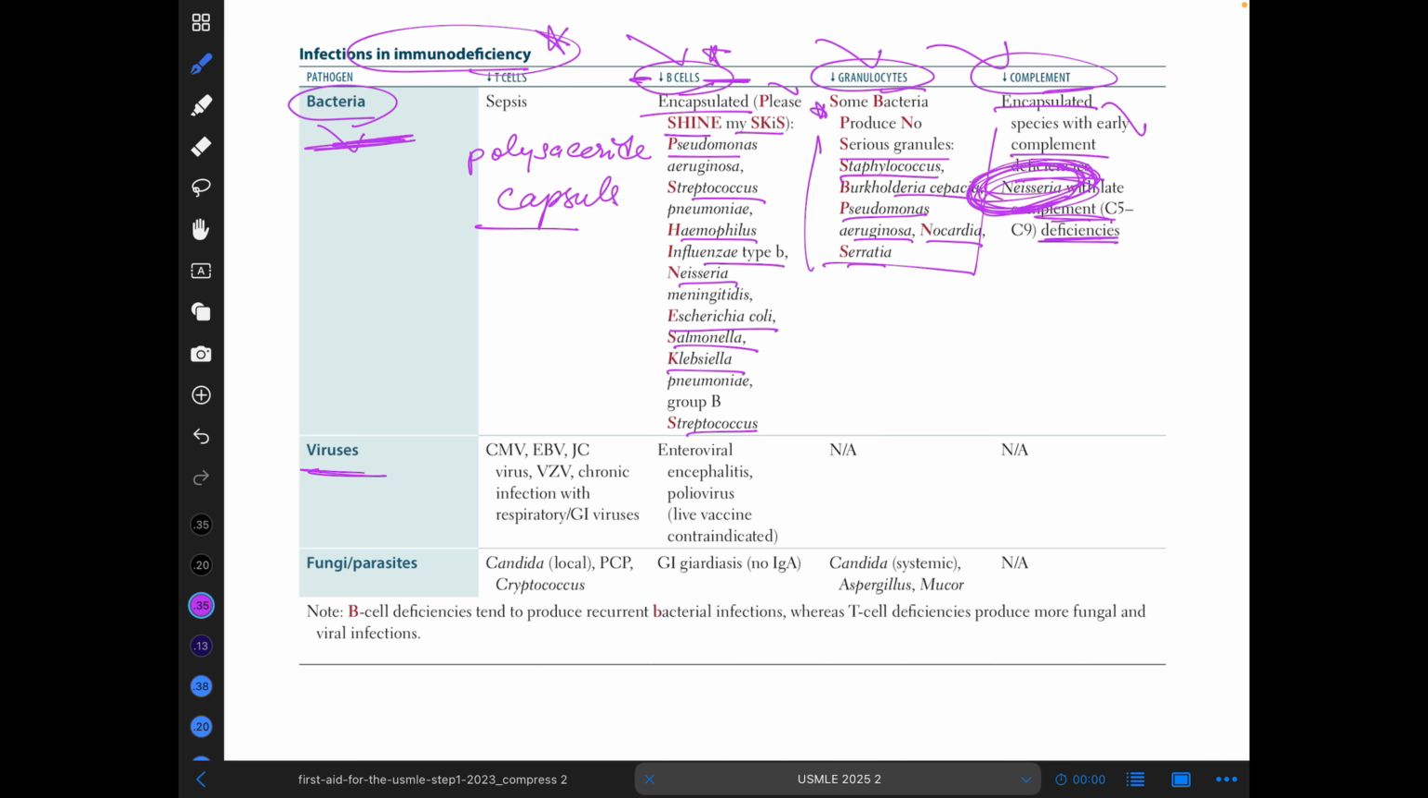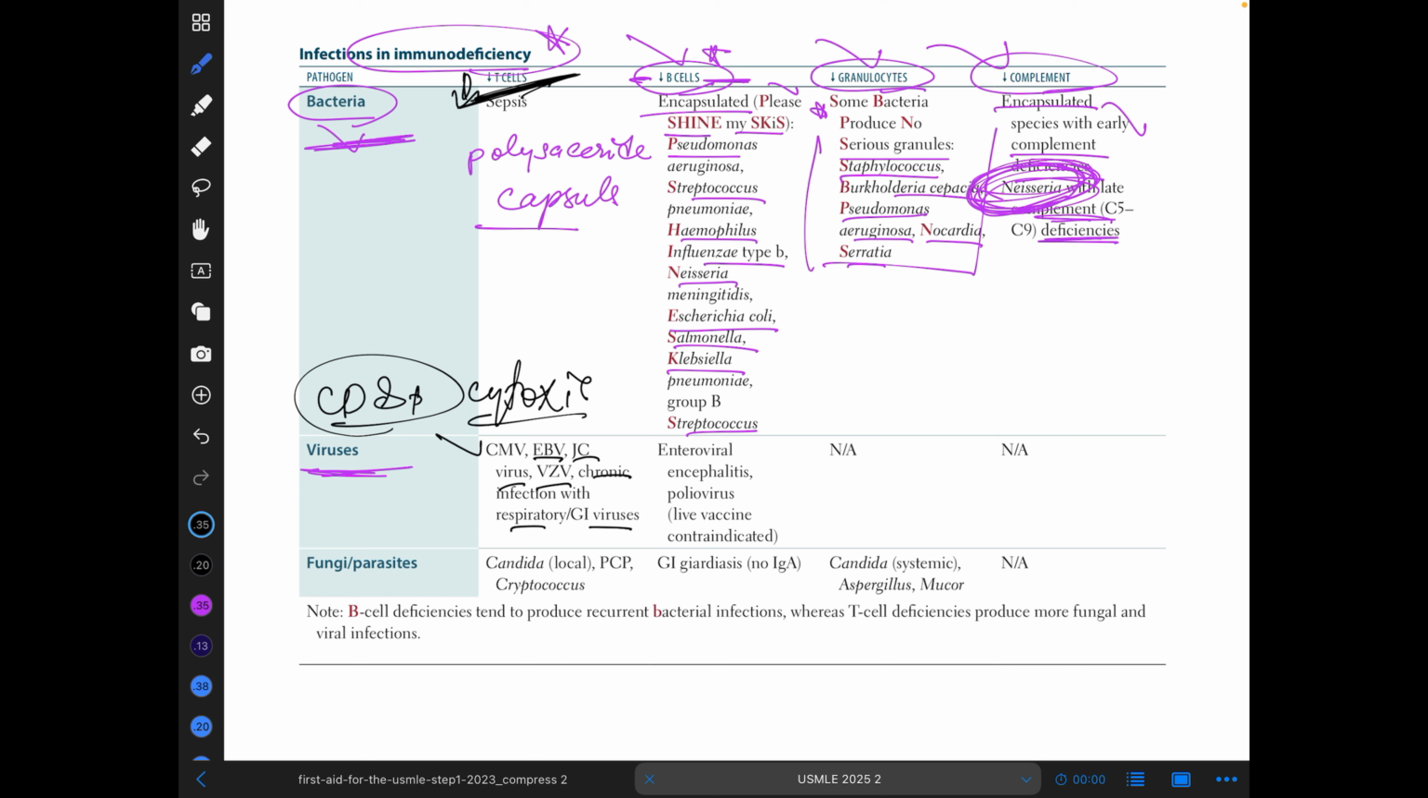If we talk about viruses, there should be a decrease in T cells, because you know the CD8 positive cytotoxic cells are going to act against or fight against the viruses. So if there is a decrease in T cells, there will be recurrent infection by cytomegalovirus, Epstein-Barr virus, herpes simplex virus, varicella zoster virus, and chronic infection with respiratory and GI viruses.